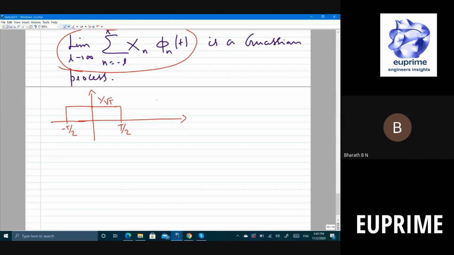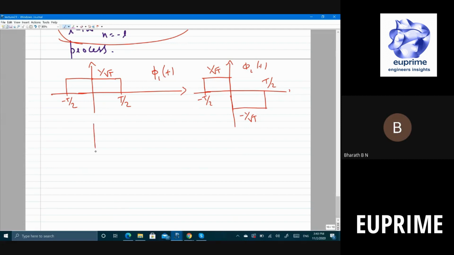This is, let me call this phi1 of t. Let me look at another, phi2 of t. So what is phi2 of t? I'll do this. Same, minus 1 by root t, and this is 1 by root t. This is minus t by 2. This is t by 2. This is phi2 of t. What is phi3 of t? Can somebody tell me? Phi3 of t would be something like this, right?